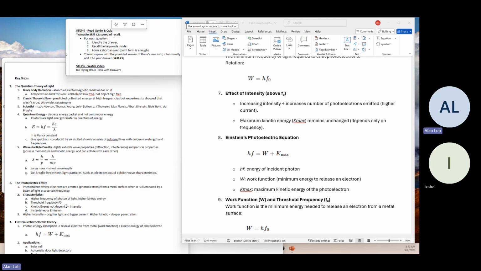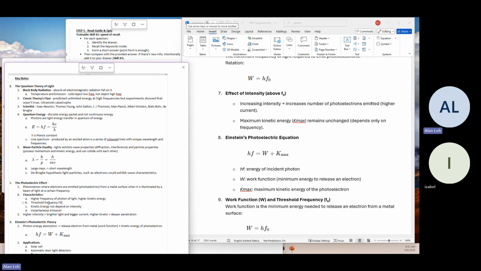Why? It's because if you see in these drawers, kinetic energy does not depend on the intensity. So no matter how intense the light is, the energy doesn't matter. It will not change the kinetic energy of the photoelectron. It will only change the current, make the light brighter.